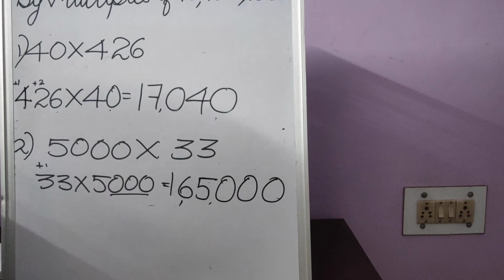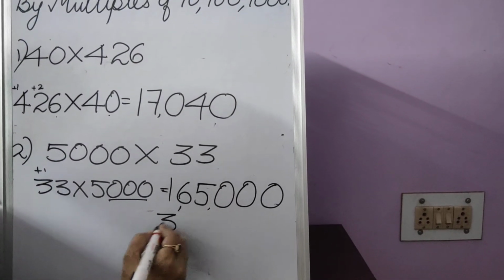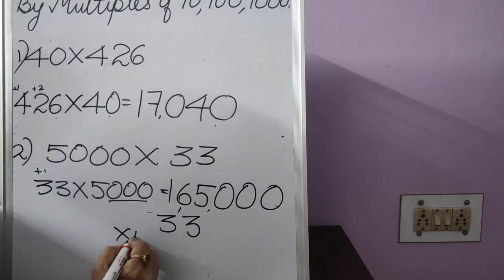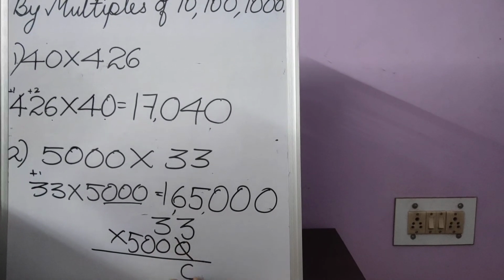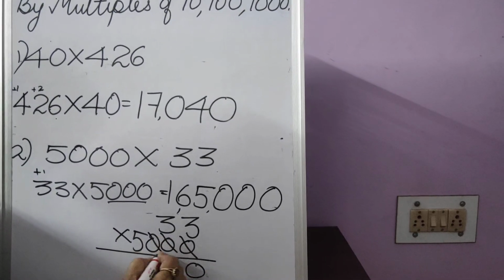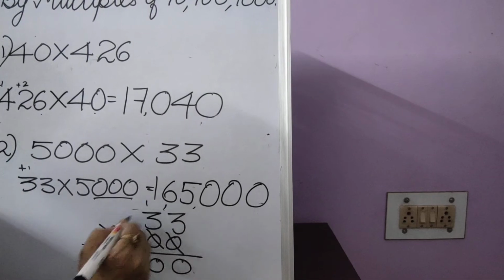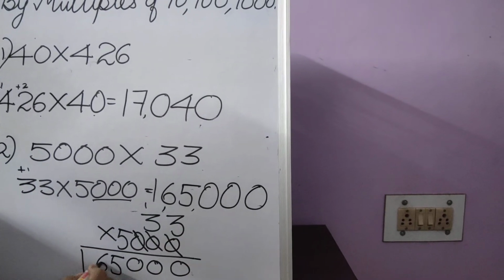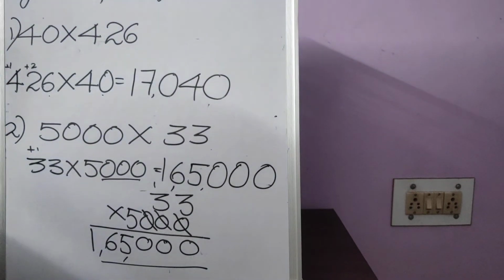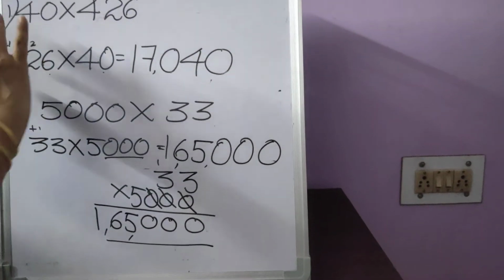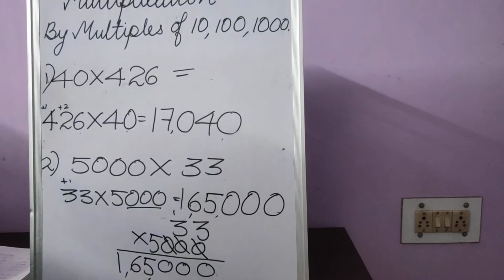Your sum is over. Or again in the rough, if you want to do, same thing. 33 multiplied by 5000. Copy down 0, copy down 0, copy down 0. 5 threes are 15, 5 carry 1, 5 threes are 15 and 1, 16, 1,65,000. So this is the way, children, you are going to do it. Just simply write the answer in front of it.